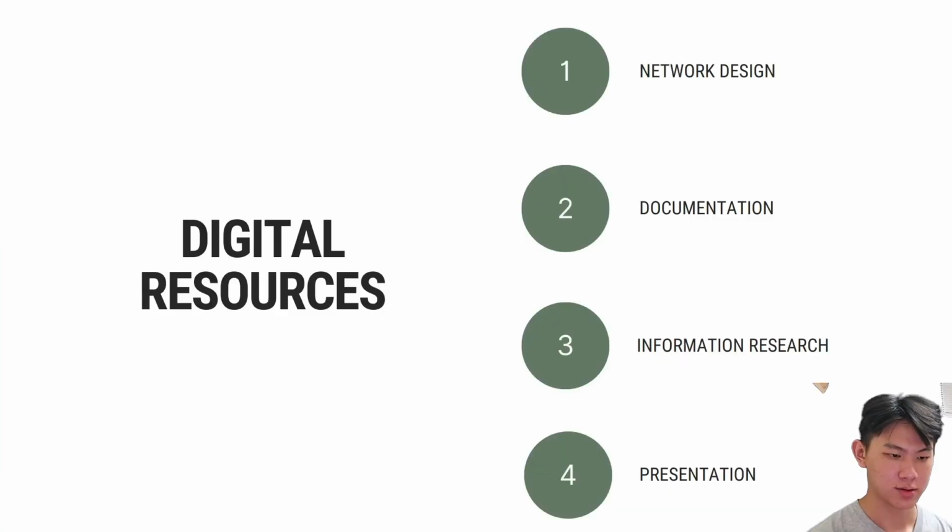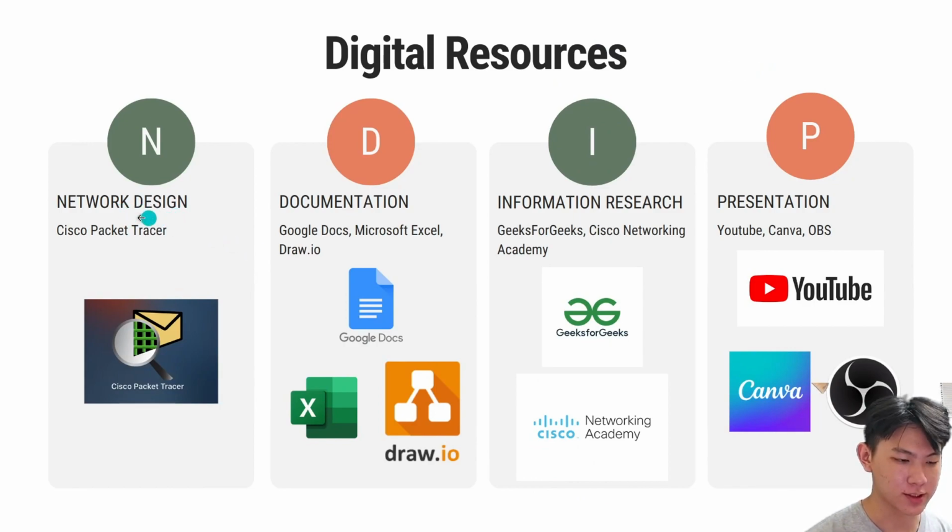Thank you. So now I will talk about the last part of our presentation, which is digital resources. For the network design, we use Cisco Packet Tracer. And for documentation, we use Google Docs for word processing, and Microsoft Excel and Draw.io we use to generate tables and diagrams. For information research, we use GeeksforGeeks and Cisco Networking Academy to gather necessary information for the assignment. And for presentation, we use Canva to prepare the presentation slides, OBS to record the video, and YouTube as the platform for us to upload our video.